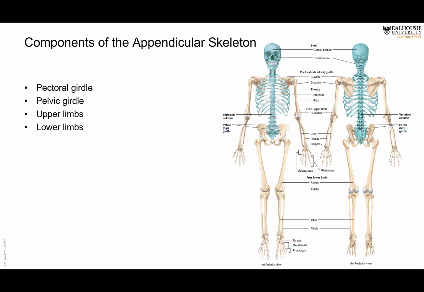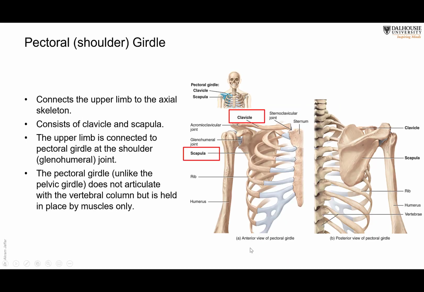These are the structures that are not obviously involved in the axial skeleton. So it includes the pectoral girdle and the bones of the upper limb, and the pelvic girdle and the bones of the lower limb. Let's start with the pectoral girdle or the shoulder girdle. By the way, the pectoral girdle indicates this area. This region is called the pectoral region, which is the chest area. It connects the upper limb to the axial skeleton, and consists of two bones. It consists of the clavicle here and the scapula.